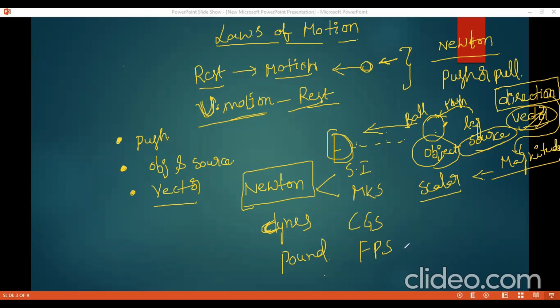So we studied the definition of force. Now, what can a force do? Let us observe. When you apply a force on a ball, what happens? It changes its speed, right? So it is going to change its speed.